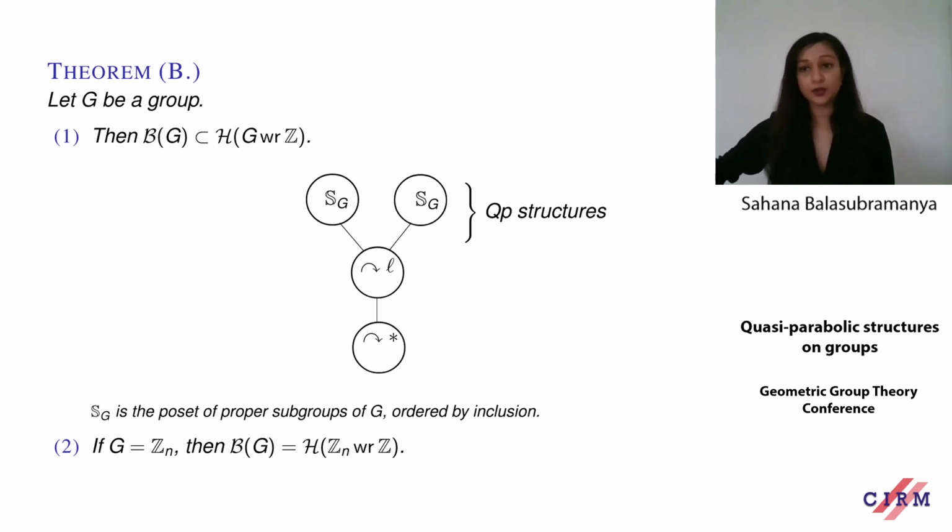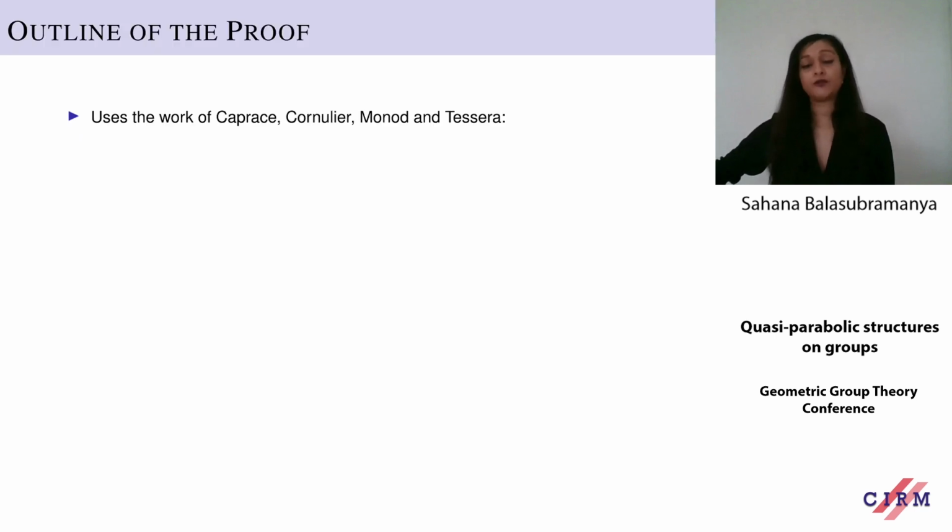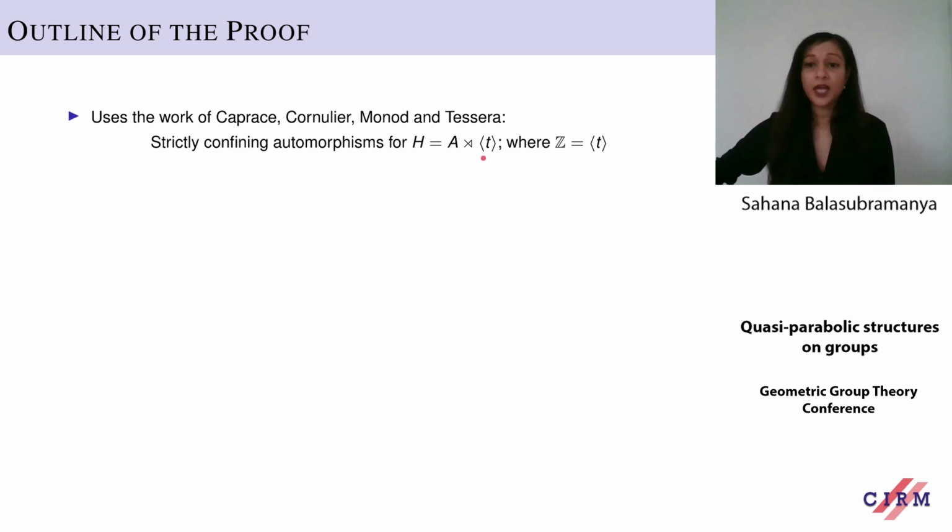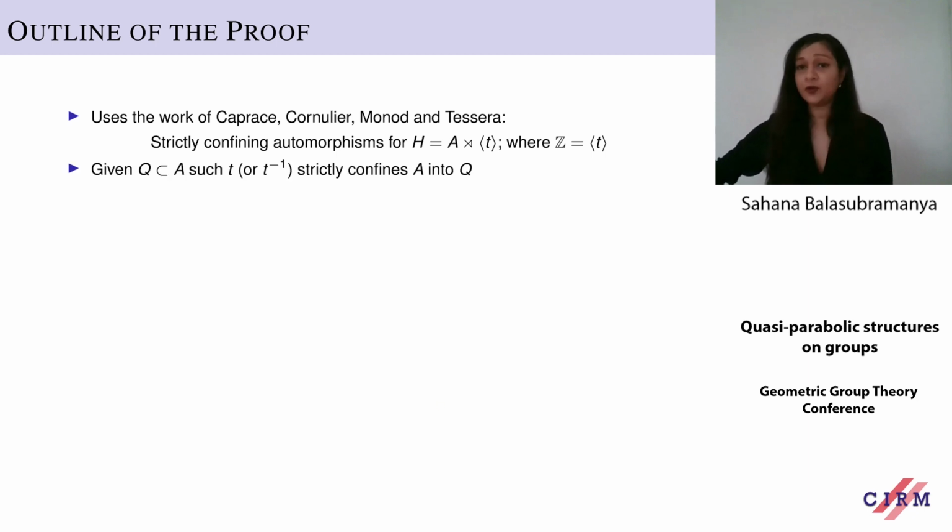And how do we prove this theorem? Well, my work heavily relies on the work of Caprace, Cornulier, Monod, and Tessera. And they have this machinery of strictly confining automorphisms, which can be applied to groups that have this semi-direct structure. So you have a semi-direct product with Z.